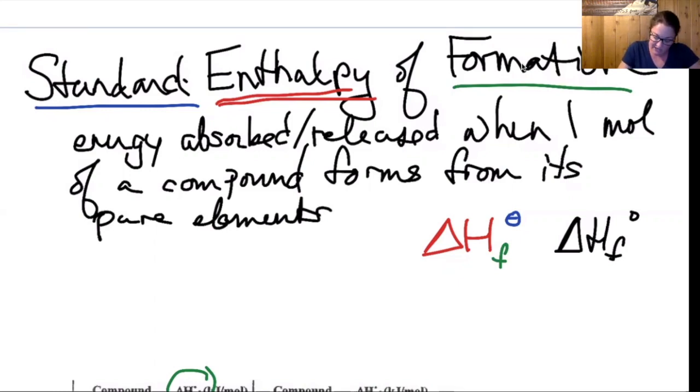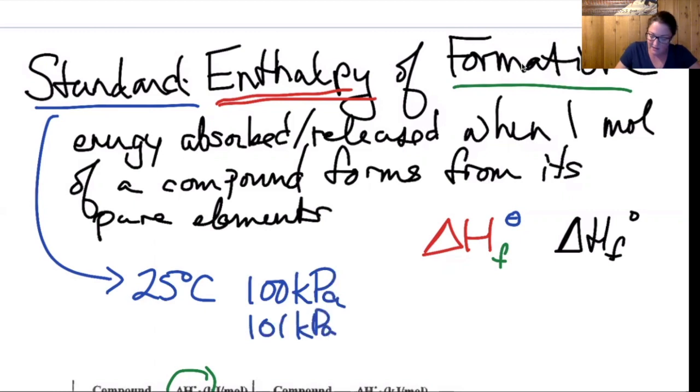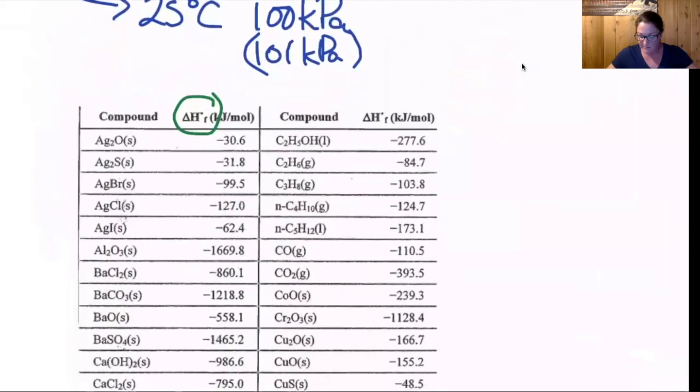The definition of standard is at 25 degrees Celsius, or 298 Kelvin, and 100 kPa, or 101 kPa, depending on the text that you're using or what version of the data booklet they use. So let's see how we apply this.